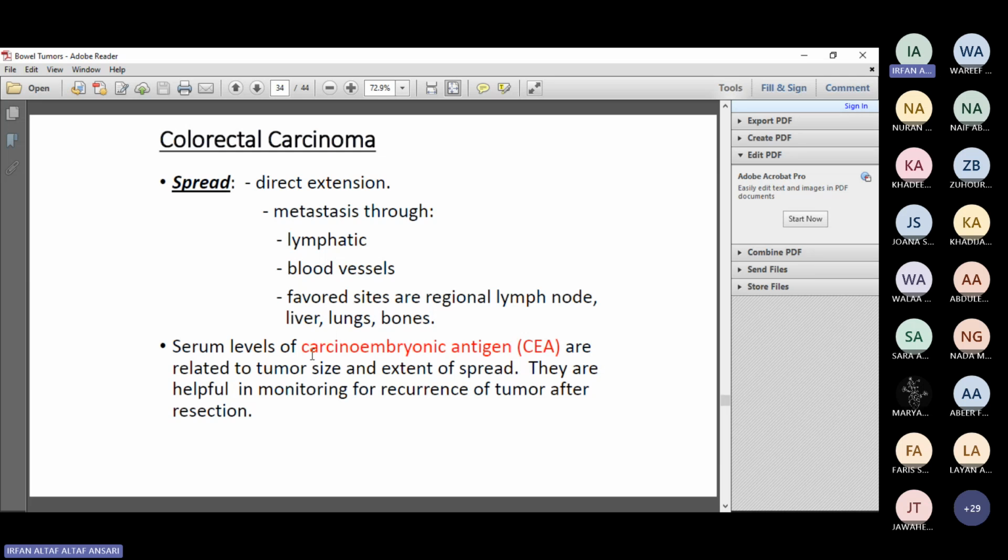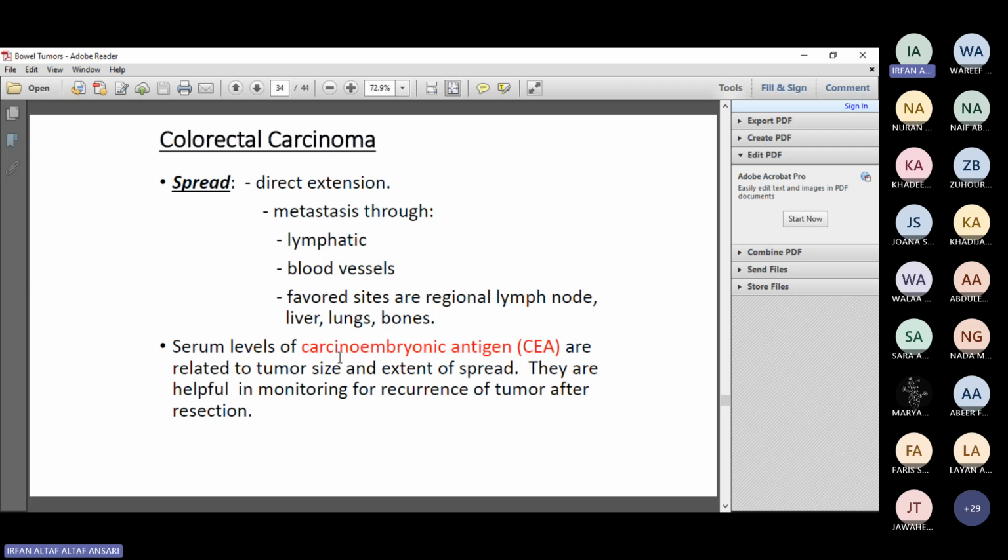And there is one marker called carcinoembryonic antigen. This is a tumor marker and it is related to the tumor size and extent of the spread. So when a person comes with a colon carcinoma and you do the CEA marker and it is highly elevated, you can suspect before the colonoscopy or before opening that the tumor can be large in size and there is a higher chance of spread.